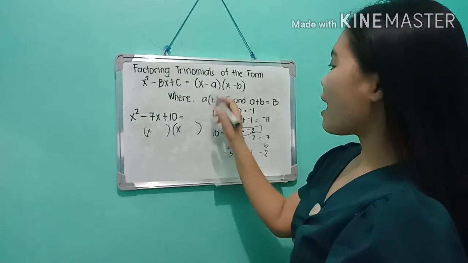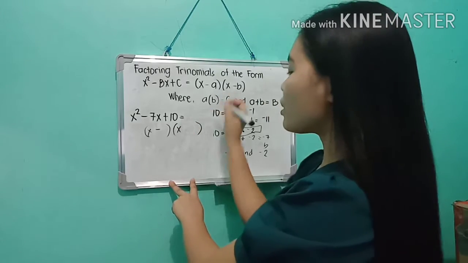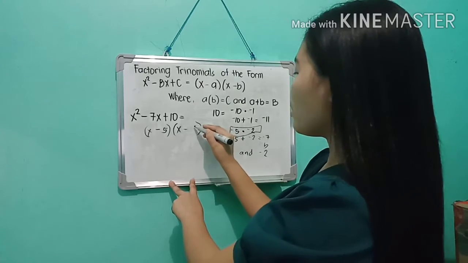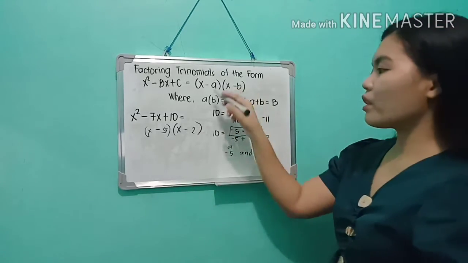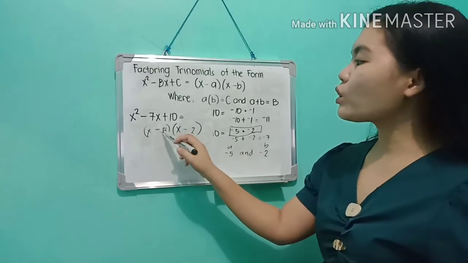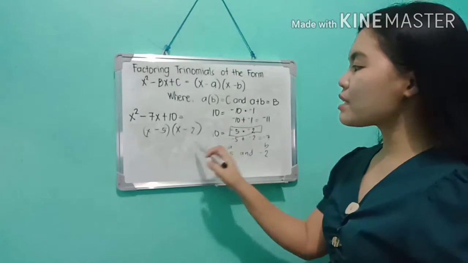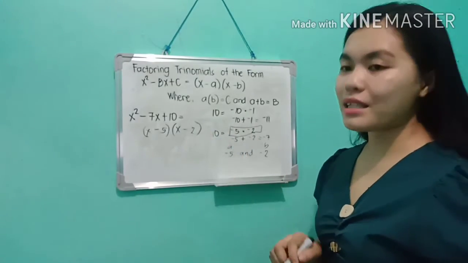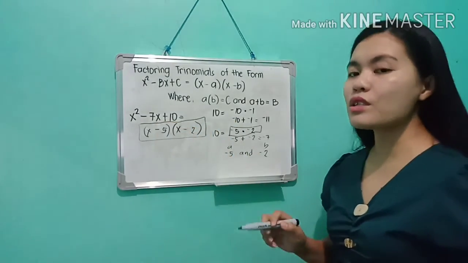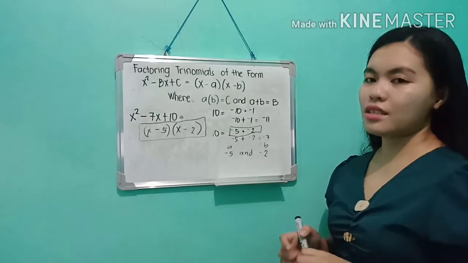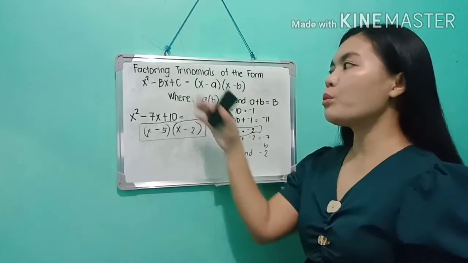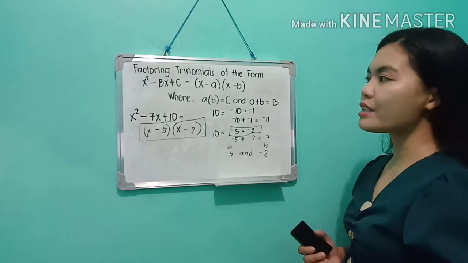Alright. So, now, isulat natin ito. Based on the condition, we have here negative 5 or minus 5 minus 2. So, bakit both negative? Because if we're going to multiply gamit ang FOIL method, we're going to multiply negative 5 times negative 2, it will give us positive 10. So, ito po yung factor ng ating equation, x squared minus 7x plus 10. So, that's how are we going to factor trinomial in the form of x squared minus bx plus c.